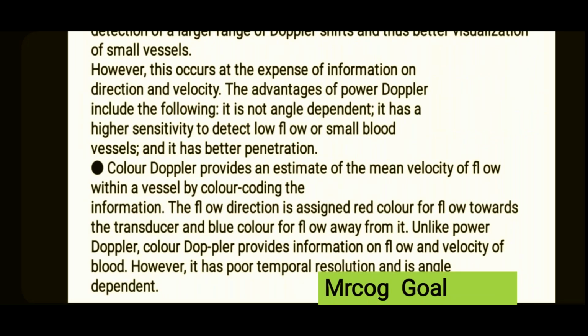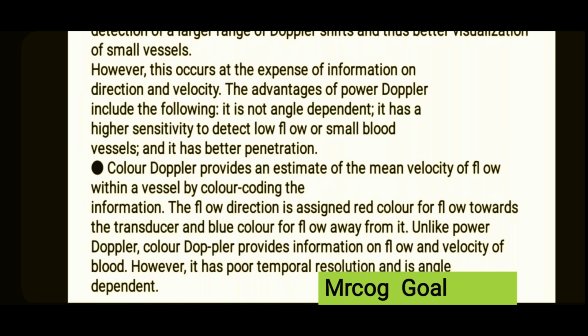Now it provides the mean velocity of flow within the vessel by color coding it. The flow direction is assigned red color for flow towards the transducer and blue away from the transducer. Okay, so towards the transducer, so TT is R. So that's how I used to remember. And blue is going away from the transducer, right? So TTR, towards transducer is red.